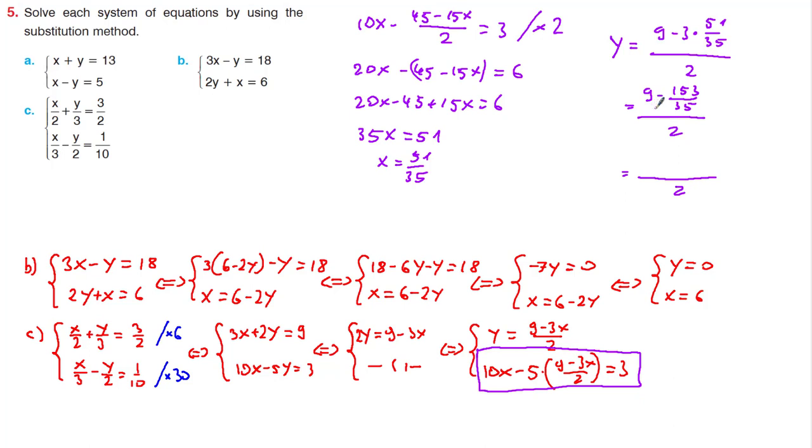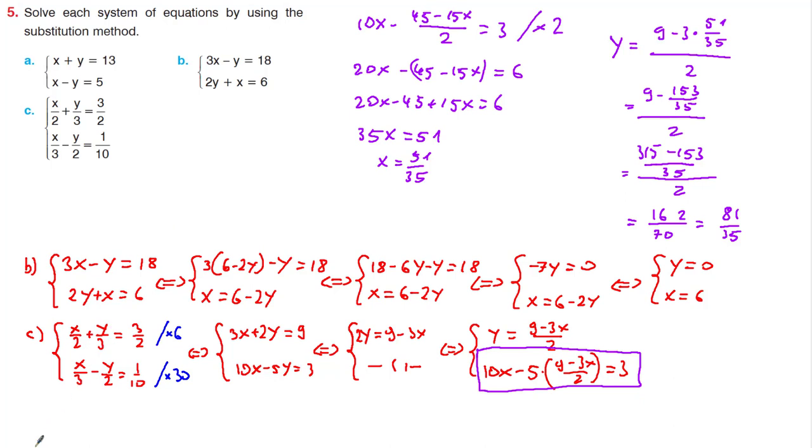35 times 9, 350, 350 minus 35, that's 315, and that makes 7 times 2, 70. I'm skipping a step here. 231, 16. So 162 over 70, we can simplify by 2, we get 81 over 35.